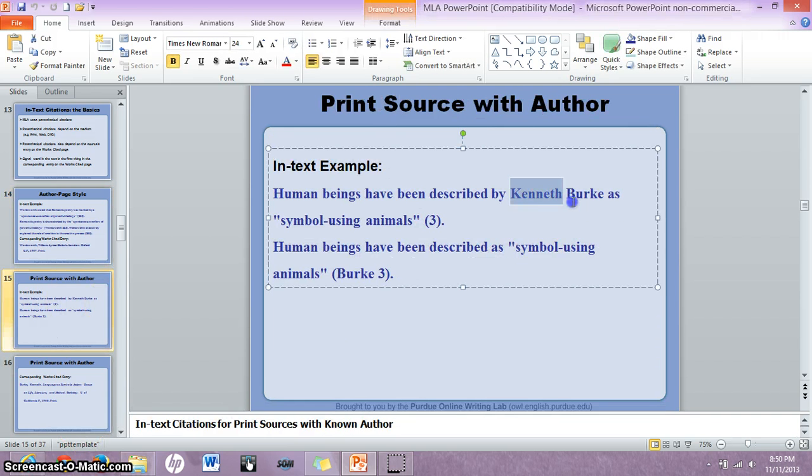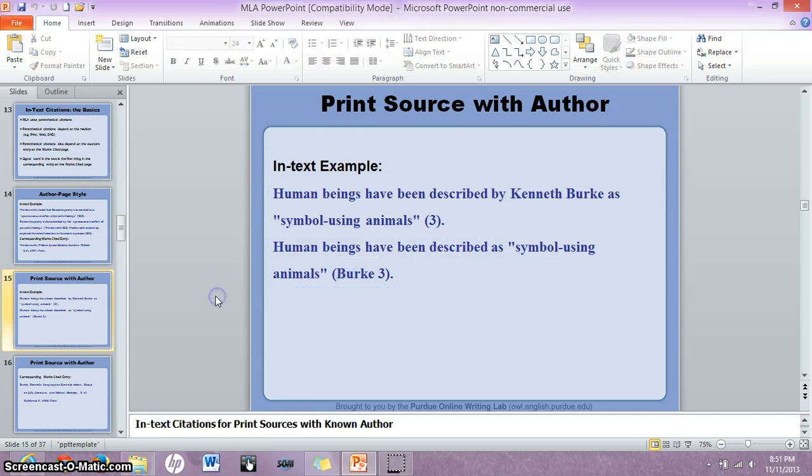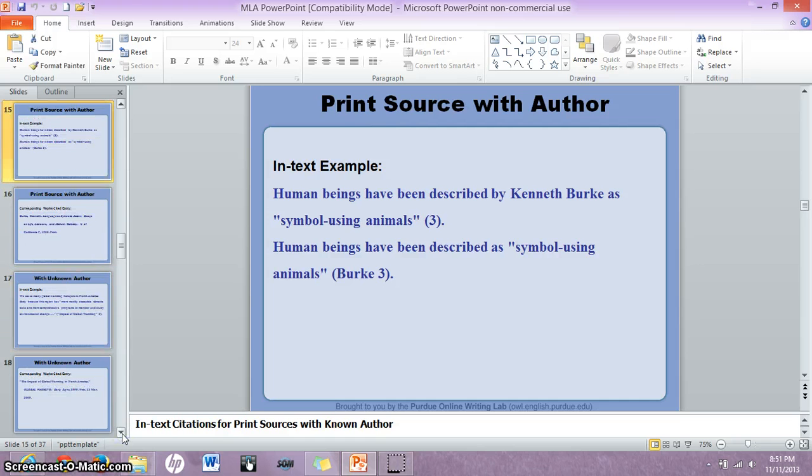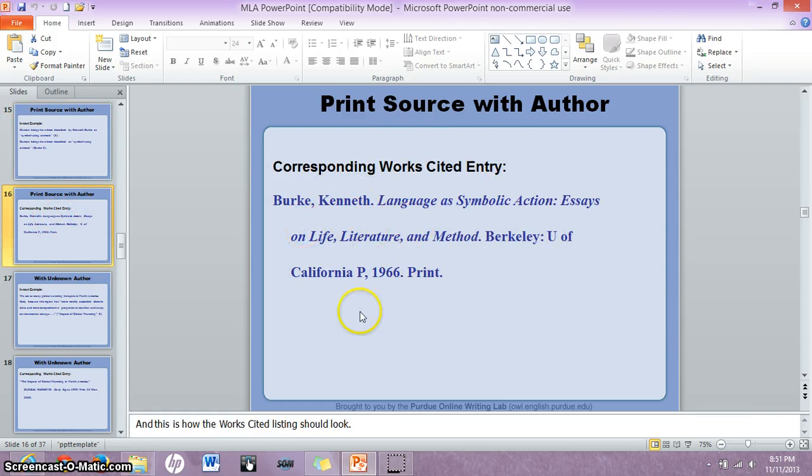Same thing. Here's the name. Trying to highlight to make it a little easier for you to see. Since Burke's name is in the sentence, it's not needed here. Since Burke's name is not in the sentence, it's needed here. Okay, just try to get in that habit. We need to see a last name or a title at all times, whether it's in the sentence or in the citation. And here's what the citation would have looked like in the Works Cited page.